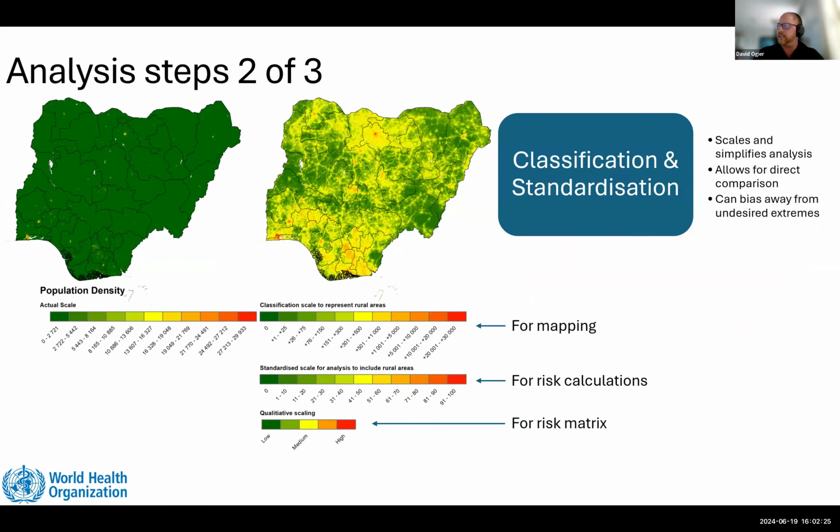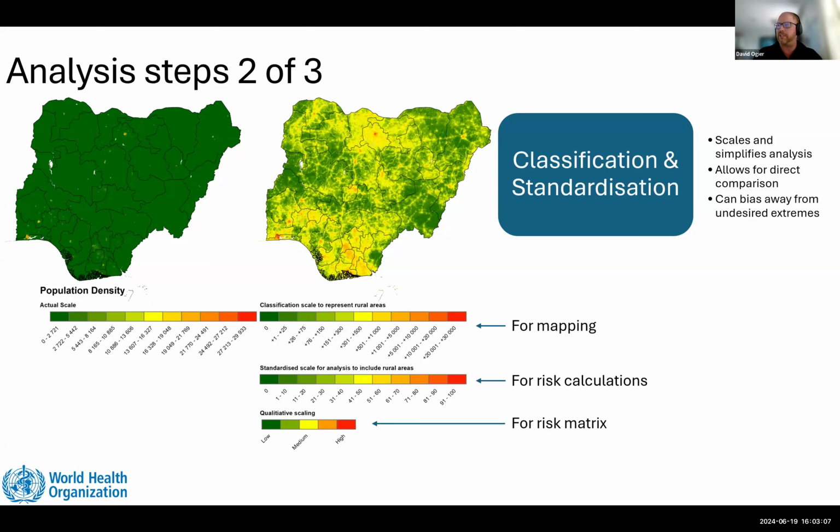The second step is classification and standardization of the data. A big problem when it comes to different data sets, whether it's population, whether it's flood indicators, whether it's anything that has a particular extreme outlier, is that depending on the resolution of the data, there might be a lot of nothing and then very small areas of extreme events. So if we look at the population data of Nigeria, we can see a few small hotspots of high density population dotted around the country, and the rest of the country, the rural areas, it's all lost if you look at the actual scale of that population.